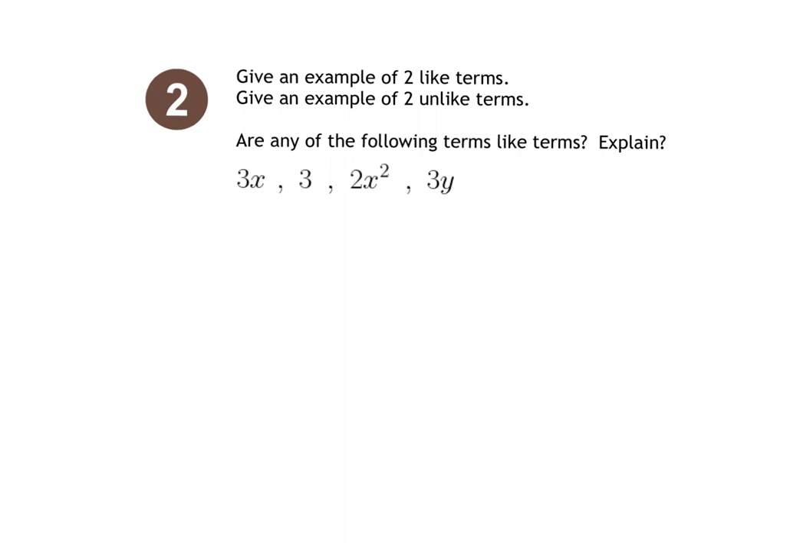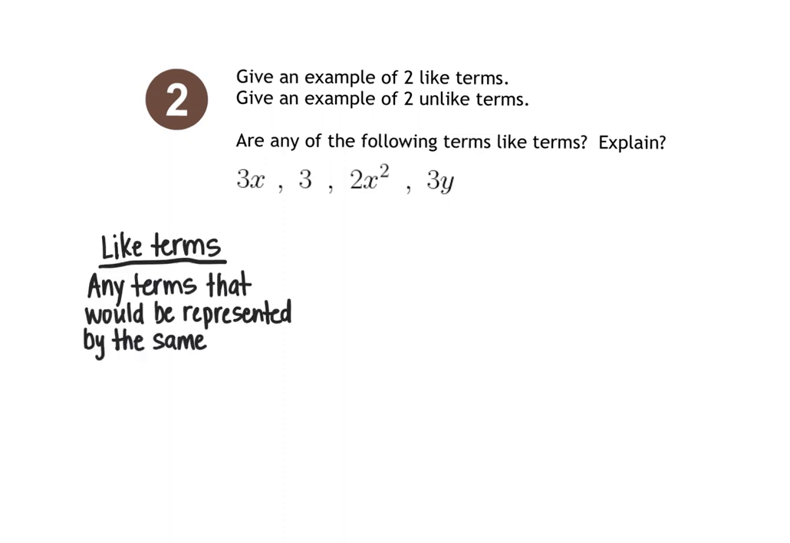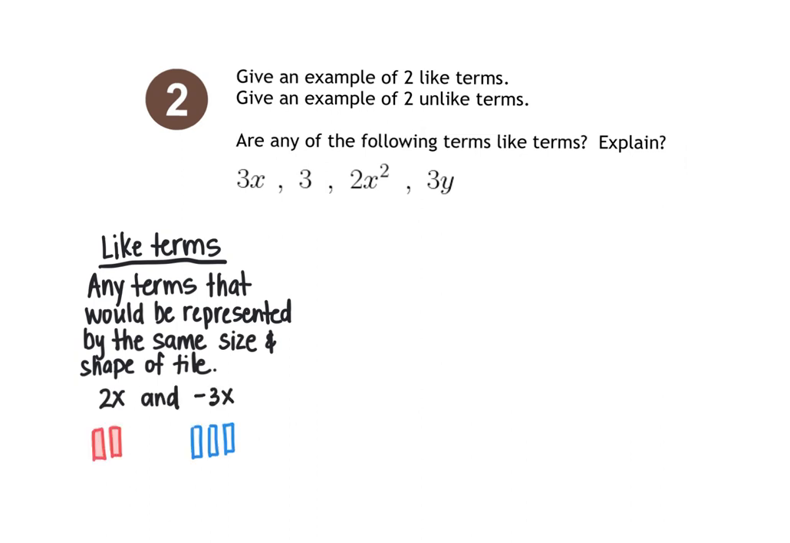This question asks us to give an example of two like terms and two unlike terms. Like terms would be any terms that would be represented by the same size and shape of tile. For instance, 2x and negative 3x would be like terms. So would positive 1 and negative 4.